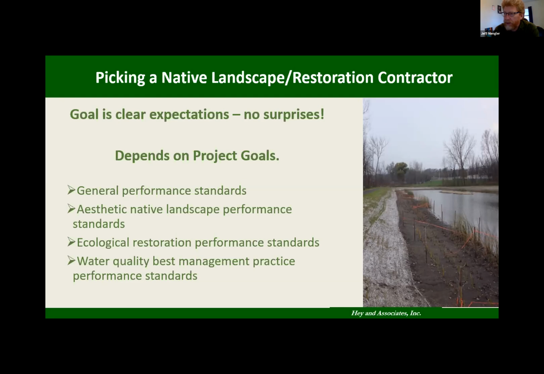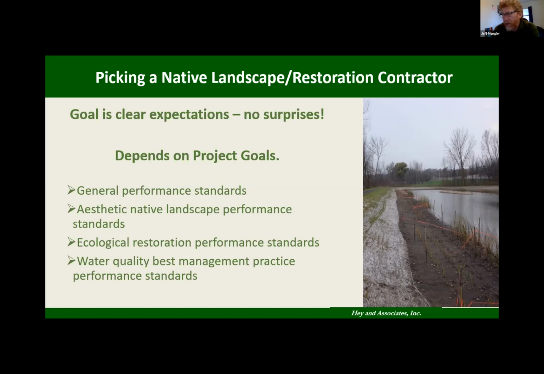And as I said, the goal is clear expectations, no surprises, depends on your project goals. There should be some general performance standards, survival of the plants, a certain percentage germination, certain percentage aerial cover so that you don't end up with large bare areas that didn't take, and then they act like it isn't their responsibility. You may have some aesthetic standards if it's in these kind of suburban settings. Ecological performance standards, that can be measuring the floristic quality, the density of the vegetation, things like that.